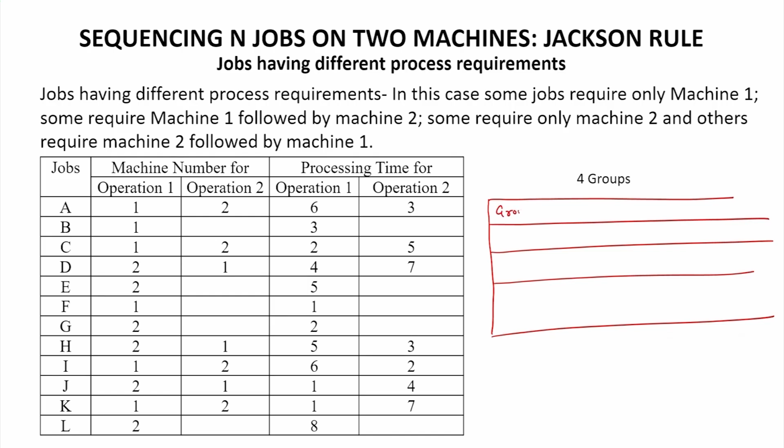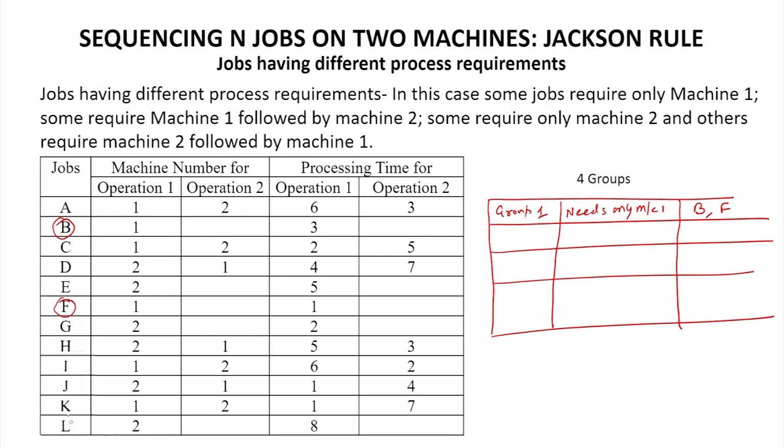Group 1 needs only machine 1. So, which are the jobs which require only machine 1? There is a job B which requires only machine 1. There is another job F which requires only machine 1. So, there are 2 jobs which require only machine 1. Then we can have group 2.